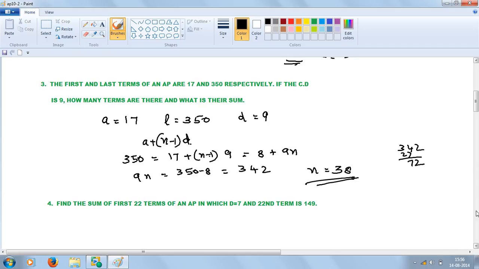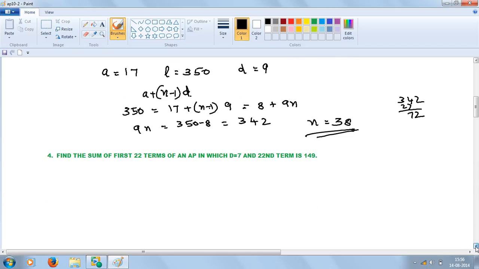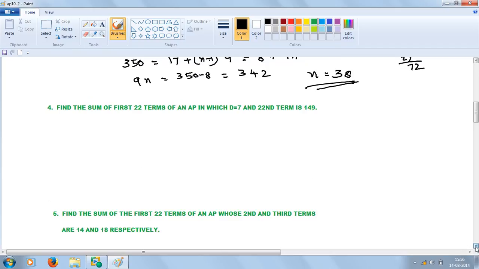So the next problem is: find the sum of the first 22 terms of an AP in which d is equal to 7 and the 22nd term is 149. So they're asking us to find the sum of the first 22 terms.